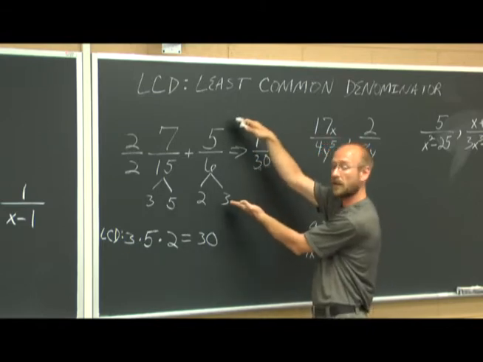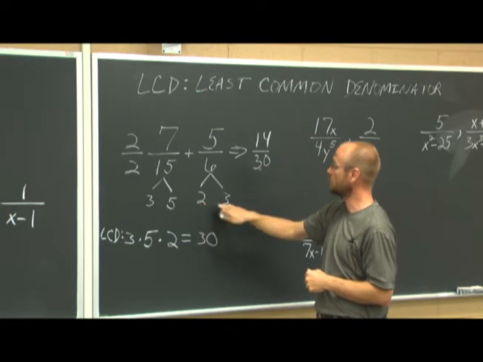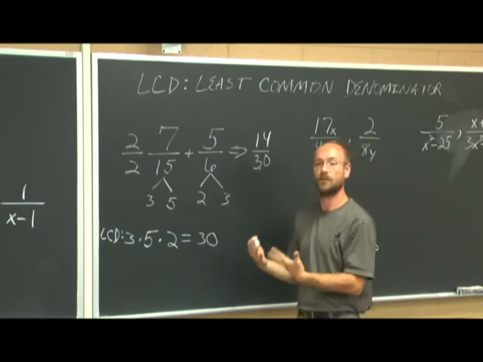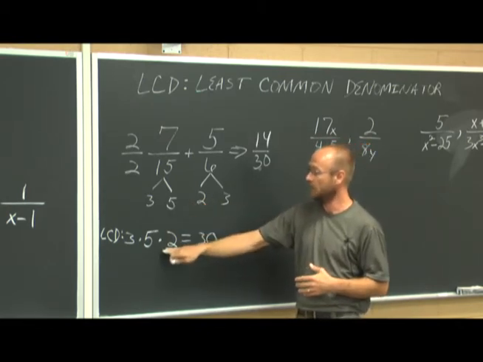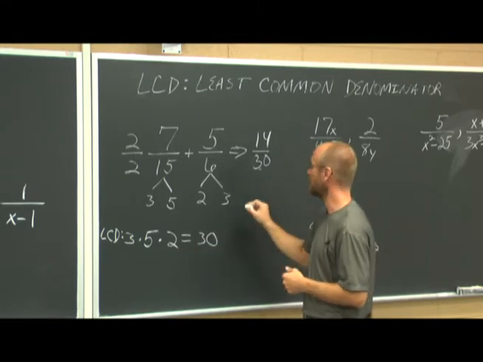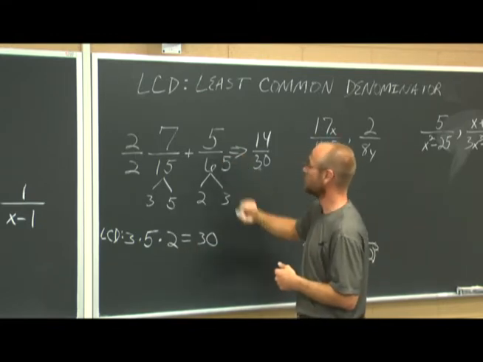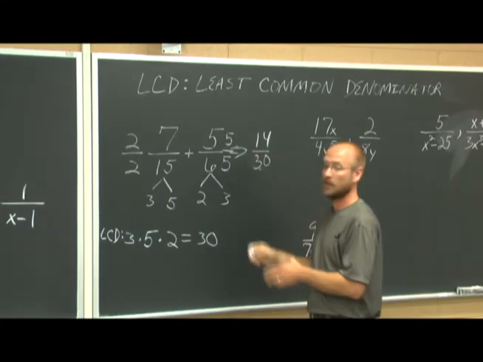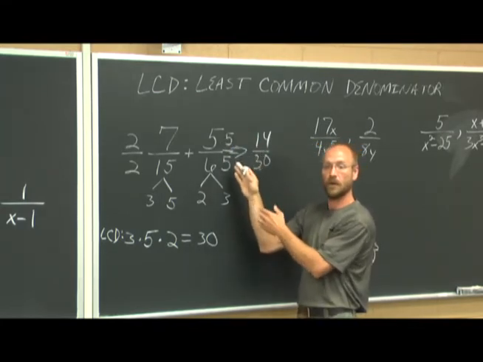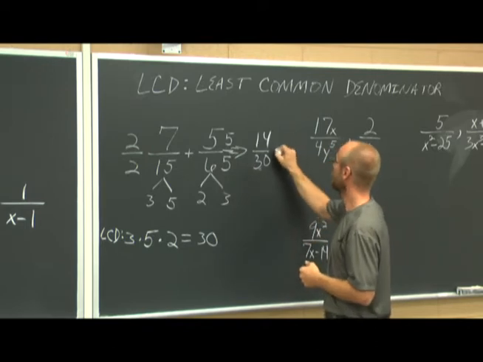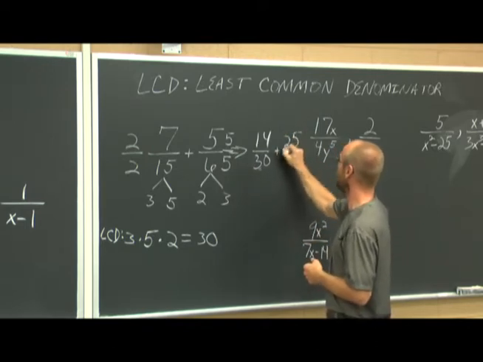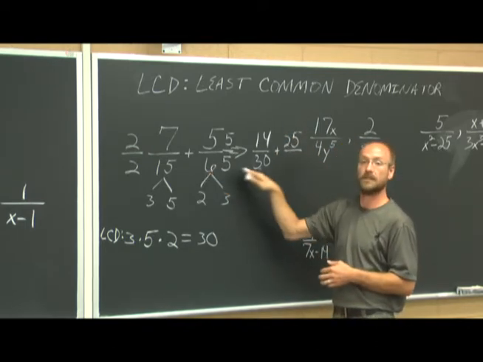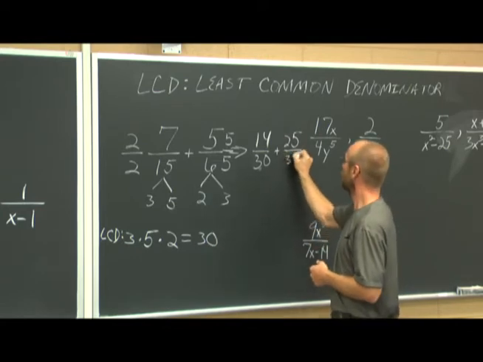Now let's look at this fraction here. It has the factors of 2 and 3. It needs a factor of 5 in order to be my least common denominator. So I'm going to give it that factor of 5. But what I do to the bottom, I must do to the top so that I'm essentially multiplying by 1. 5 times 5 is 25. And that 5 times 6 gives me that common denominator of 30.